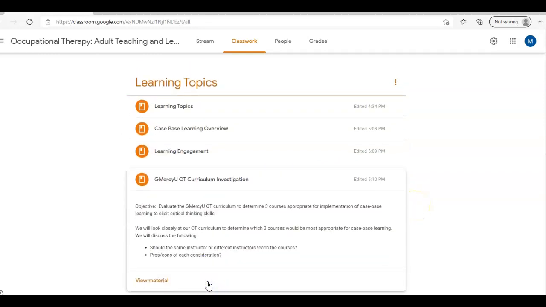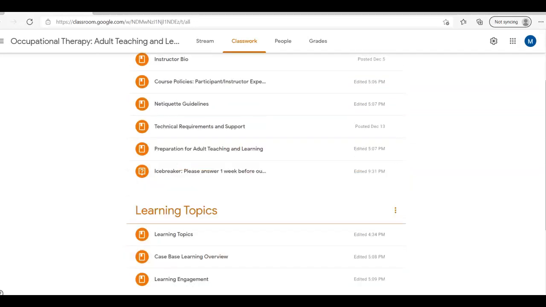Our second and last objective, we will evaluate the OT curriculum to determine 3 courses appropriate for implementation of case-based learning to elicit critical thinking skills, and then we'll have further discussion about those courses in our curriculum.